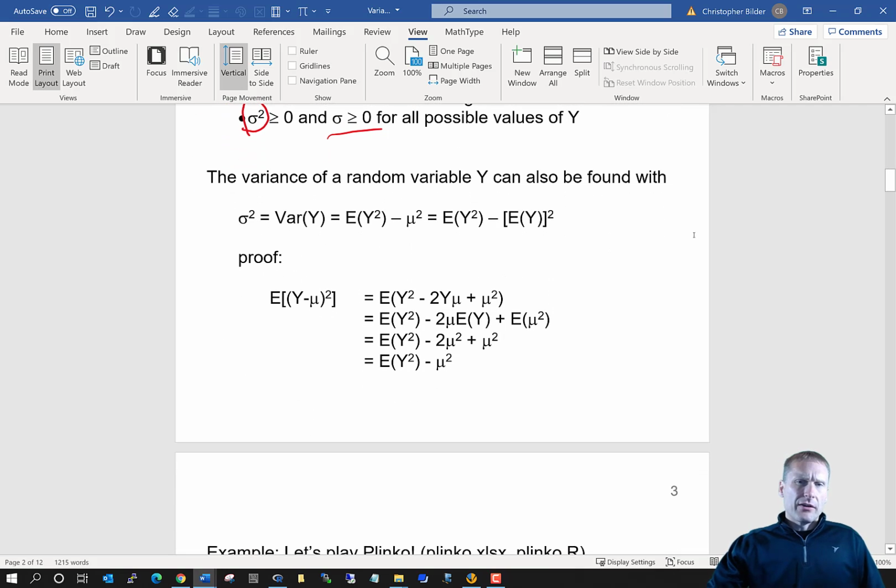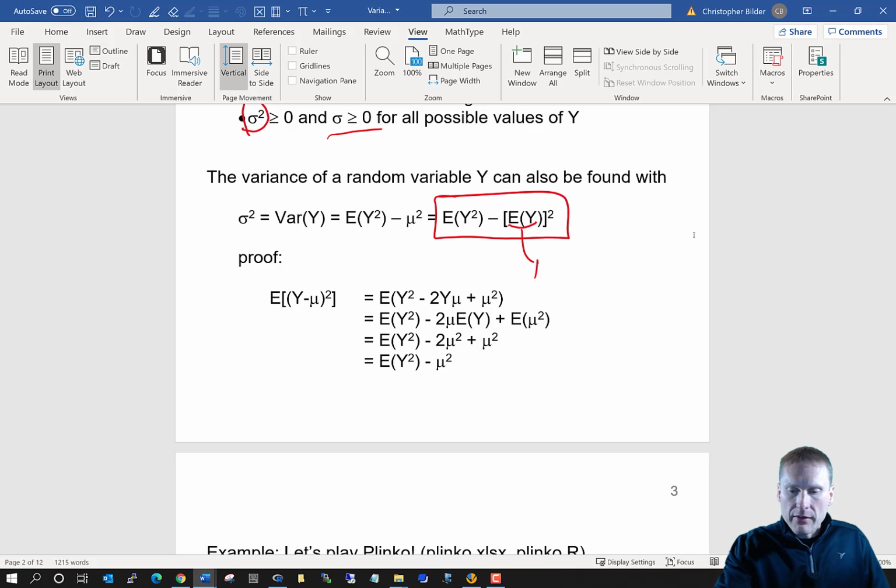Now, there's a nice little shortcut way to calculate this variance. Our variance can be rewritten as the expected value of y squared minus the expected value of y, that whole quantity squared. And again, that expected value of y there would be just mu. So why do we have this alternative way to find the variance? Why are they equivalent? Well, let's do a simple proof.